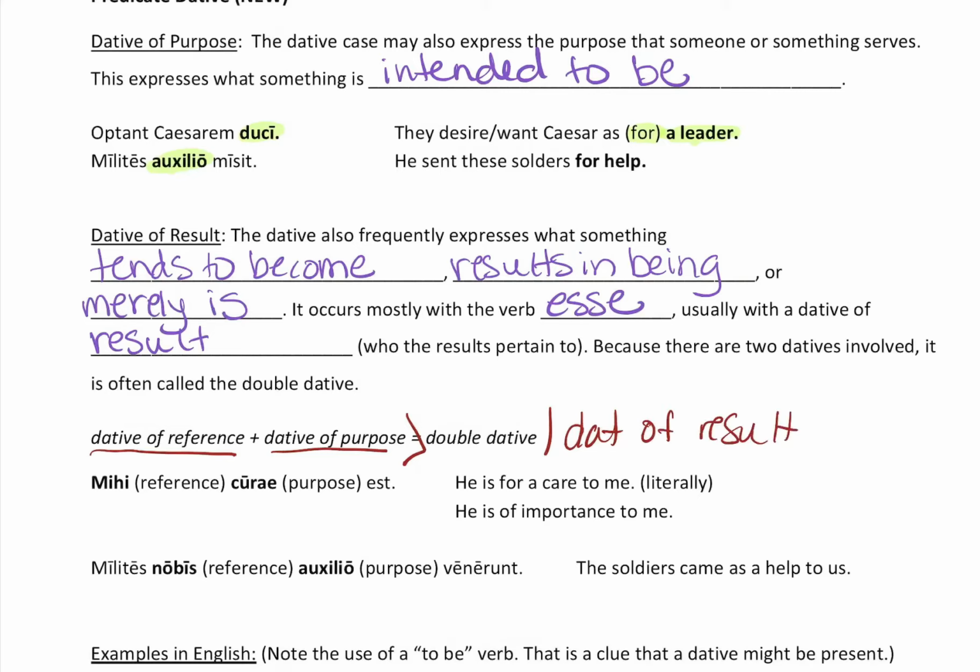Okay. So mihi, that's the reference. Curai, that's the purpose. This would be called a double dative. Mihi curai est. He is a care for me. Now that sounds really weird, but he is a care to me. There's one dative, there's the other dative, right? He is a care to me. That's literally translated. If you want to translate so it makes a little more English sense, you would say he is of importance to me, right?